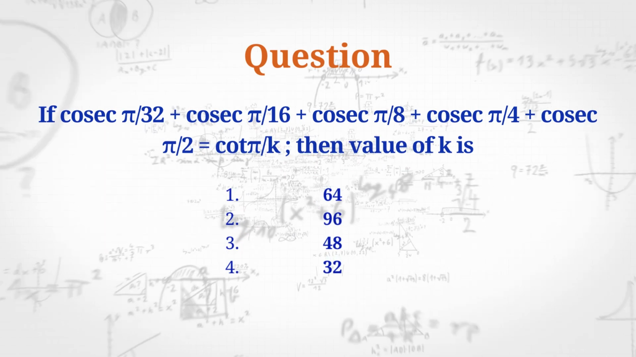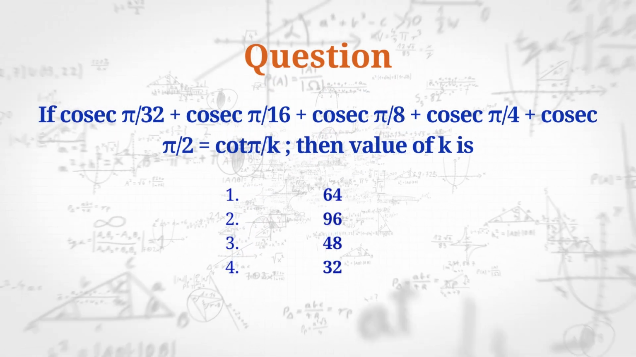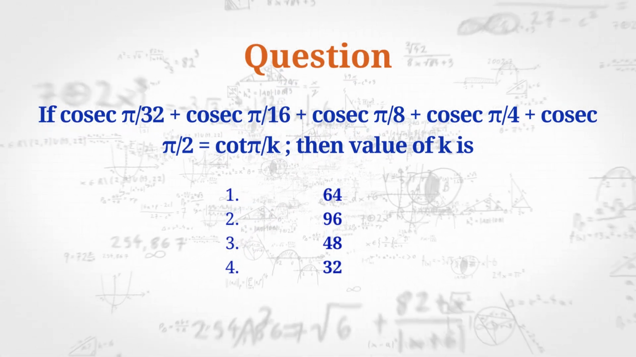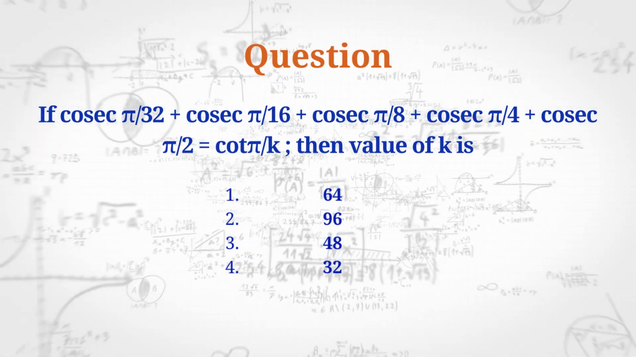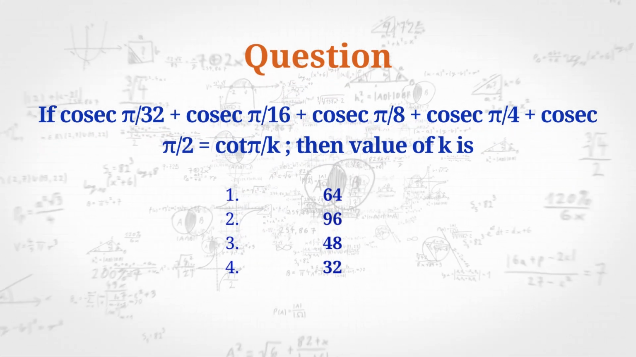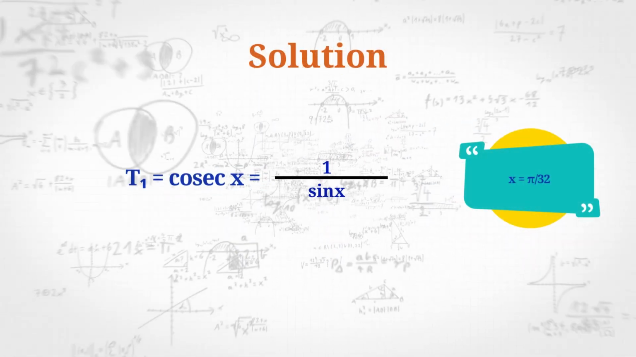If cosec pi over 32 plus cosec pi over 16 plus cosec pi over 8 plus cosec pi over 4 plus cosec pi over 2 equals cot pi over k, what's the value of k? Let's dive into the solution step by step.